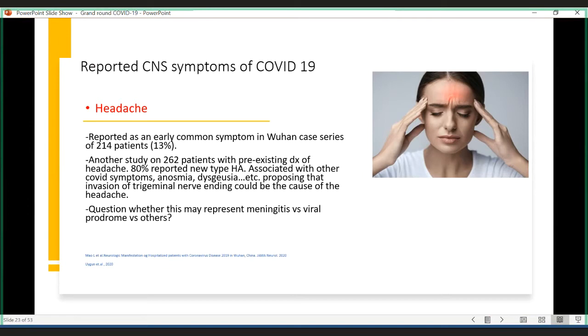That made the authors of this study think the headache may be due to trigeminal nerve ending invasion by the virus. Same thing, we still don't know the exact reason for the headache, if it's related to meningitis, viral prodrome, or other etiologies.